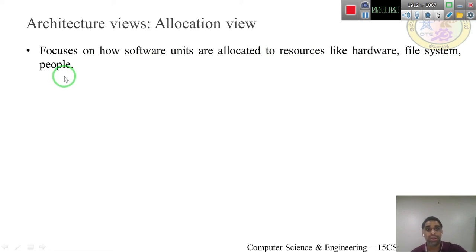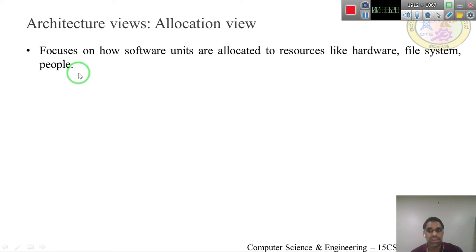Then this allocation view would help you to answer questions like what processor does each software element execute on, and in what file is each element stored during development. So during the time of development, testing or system building, what are the different files in which each element is stored.